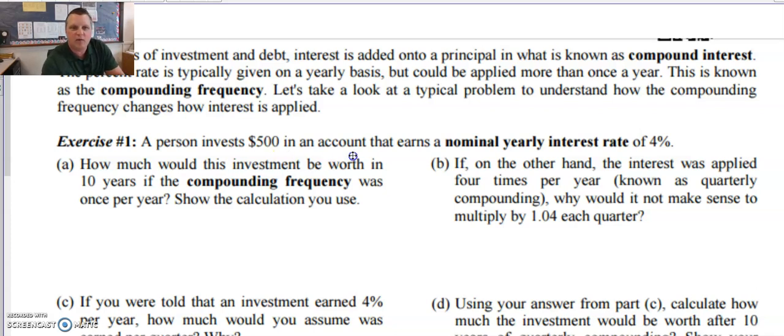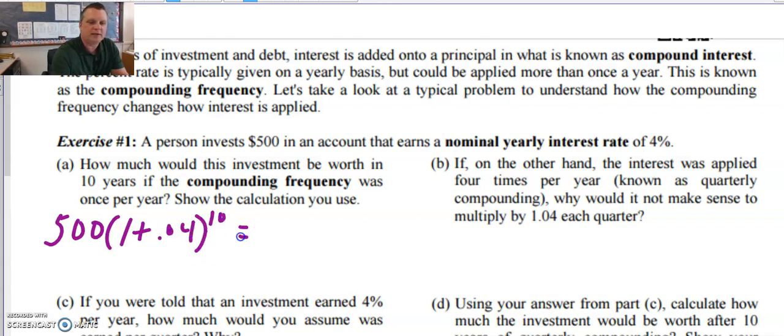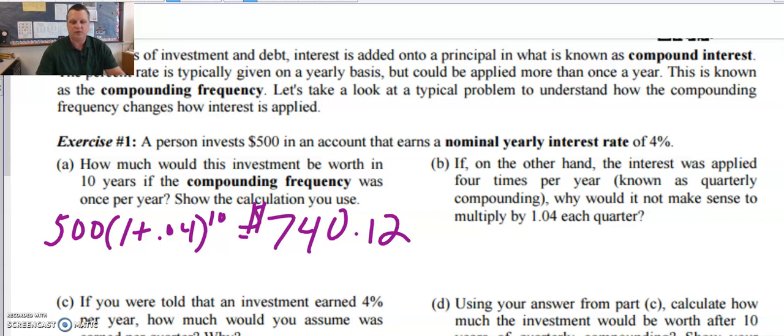So what we have is $100 in an account with a yearly interest rate of 4%. How much would this investment be worth in 10 years? So this is your growth and decay. So the growth would be 500.04 to the 10. 700 and okay, so that's what it would be. We saw that before.